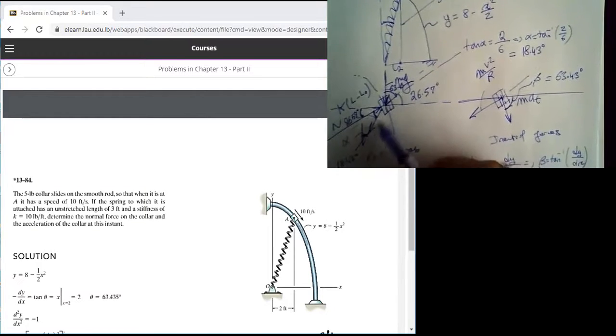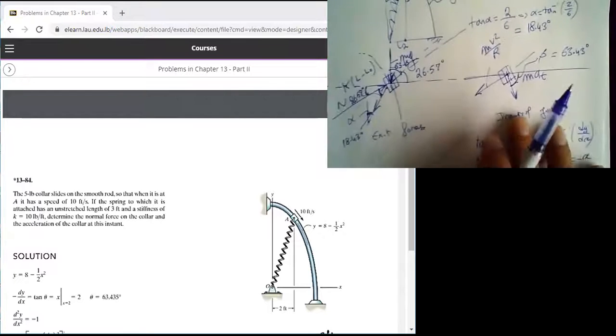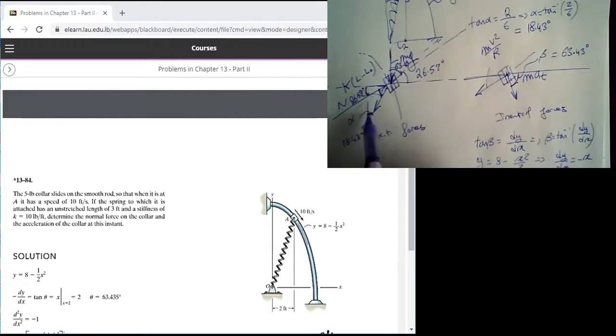Okay, so k is actually in that direction. So we need to know this angle, right? So we know alpha, we know this guy is going to be 90, right? We know that this guy is going to be 90 degrees, so we can actually get this whole angle, right? And this angle is going to be equal to what? This whole angle minus this angle. Does it make sense or no?